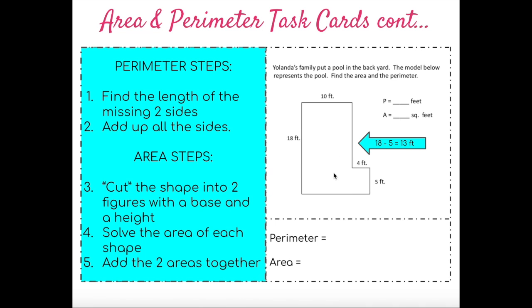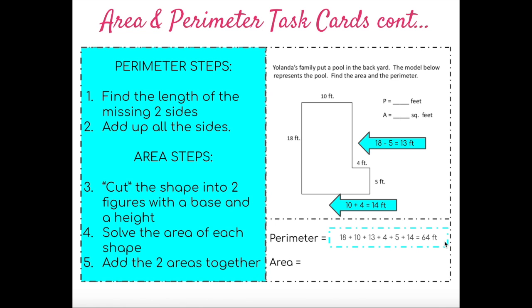The bottom length is a little bit different. You are bringing down 2 lengths. When you bring both of them down, you see that they make one full line, and you have the 10 plus the 4, which gives you 14 feet. Then you're going to go around and add up all the sides. The 18 plus 10 plus 13 plus 4 plus 5 plus 14 gives you 64 feet. As you can see, I added up from left to right, went all the way around, and got my perimeter.